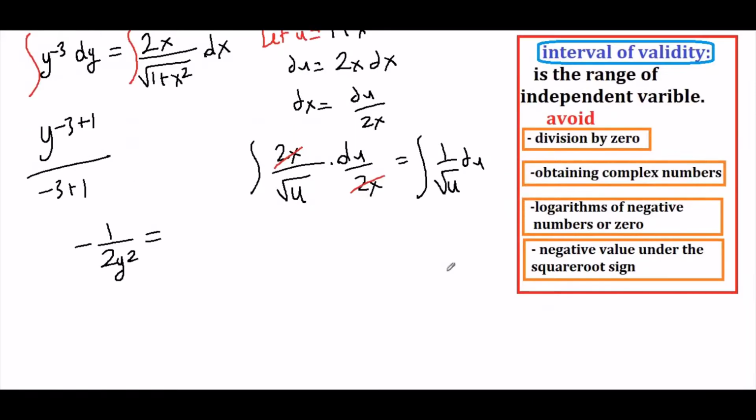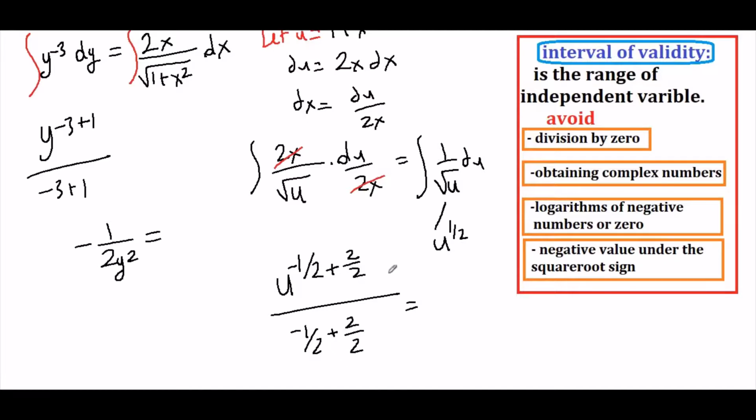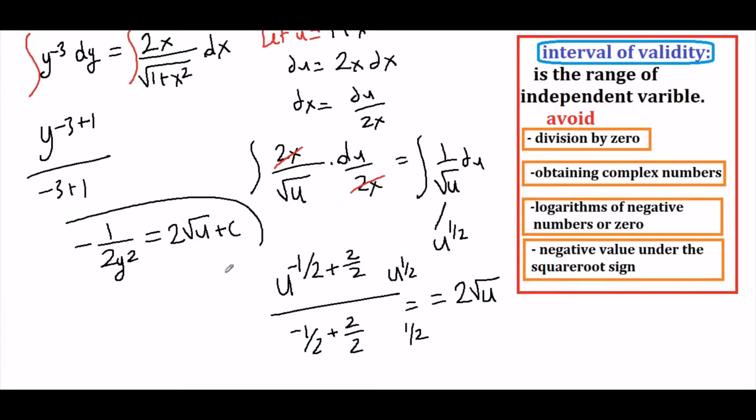Now we know how to integrate this. We can express square root of u as u to the 1/2, and if we take it to the numerator, it's going to be u to the negative 1/2. And we add 1 and divide by the power. So on top we have u to the 1/2, and on the bottom we have 1/2. So it's going to be 2 square root of u plus c. So we obtain 2 square root of u plus c. So this is our implicit solution.